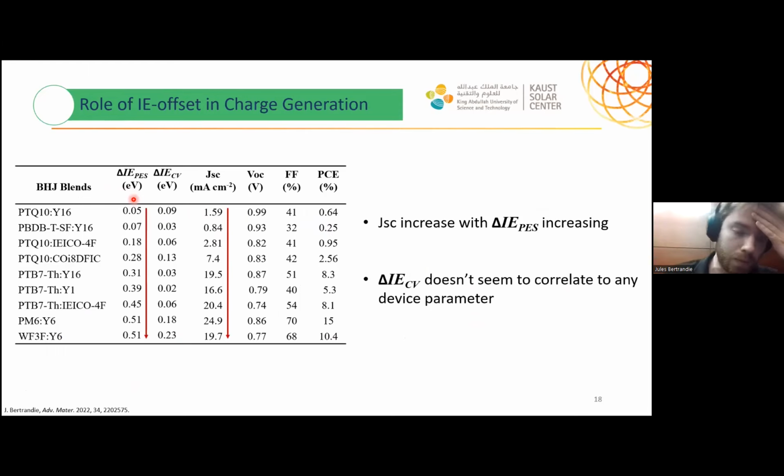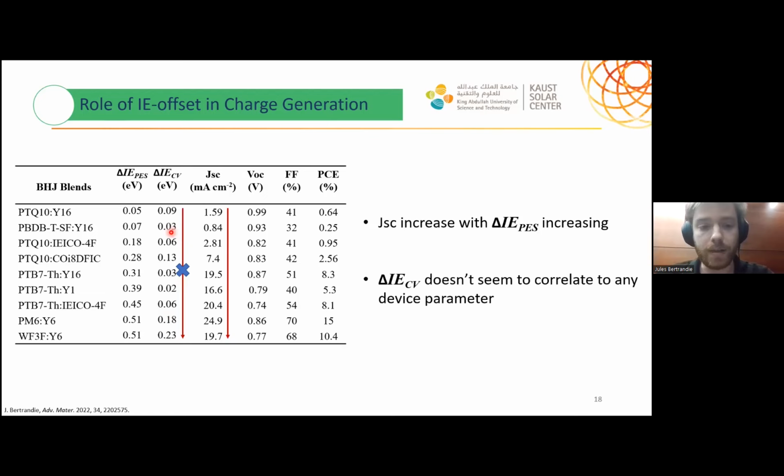Of course we did this with more devices, and here, as Professor Lackey's group showed, there is a trend between the delta IE that we measured from the PES and the charge generation of your device, which you can see here with the JSC. When you have a low delta IE, you have a low JSC, and when you have a high JSC, you can see that the delta IE is quite large. But this trend, we cannot see in the case of the CV.